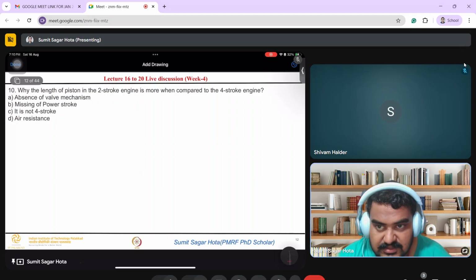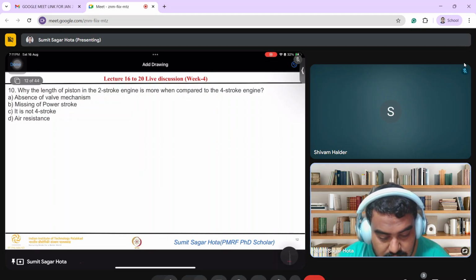Why is the length of the piston in a two-stroke engine more when compared to a four-stroke engine? The answer is A, the absence of a valve mechanism.